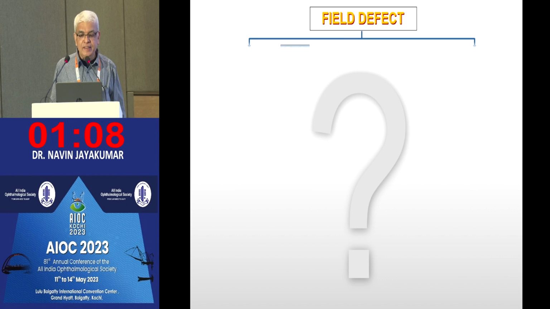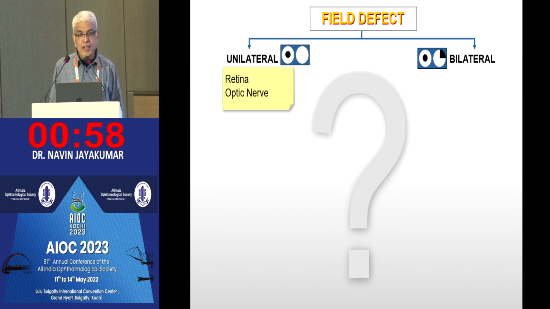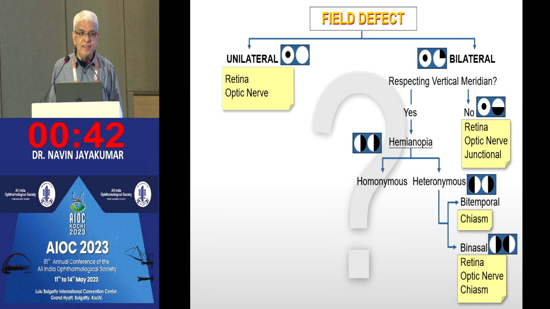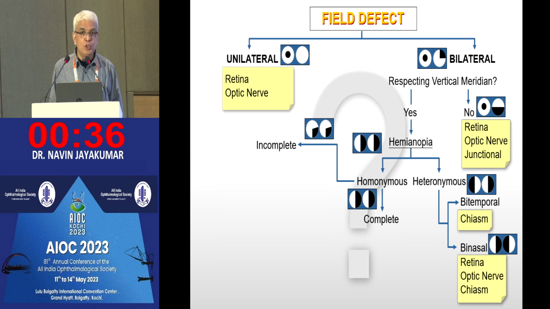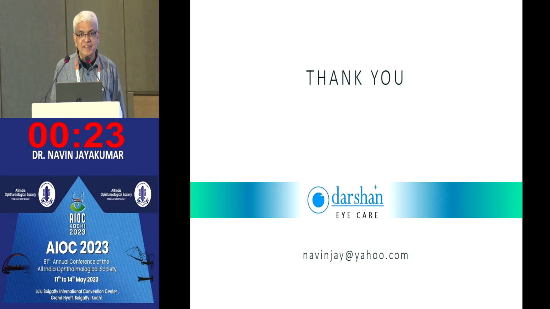My last slide is a quick summary. Therefore, when you have a field defect, get both fields, place them correctly, and decide whether it's unilateral or bilateral. If it's unilateral, it's the retina and the optic nerve. If it's bilateral, is it respecting the vertical meridian? If it's not, look at the retina and nerve, and if it is, then you're dealing with a hemianopia, which comes in two flavors, the homonymous and the heteronymous, which is a bitemporal or a binasal defect. You know where those come from. If it's homonymous, is it a complete homonymous defect? In which case, it's somewhere in the retrochiasmal on the opposite side. But if it's incomplete, you can make assumptions as to whether it's coming from the optic tract, LGB, radiations, or cortex. Thank you.